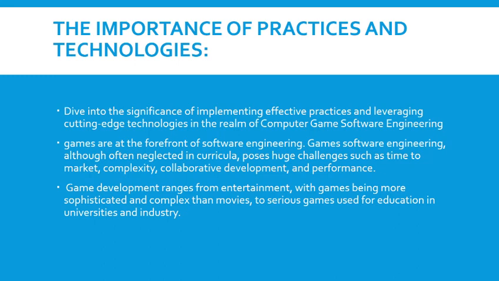Next, the importance of practices and technologies. What are the major practices we need to follow and technologies we are going to use in game software engineering? Dive into the significance of implementing effective practices and leveraging cutting-edge technologies in the realm of computer game software engineering. So we are going to understand the significance of the practices we are going to perform in the game software, right?